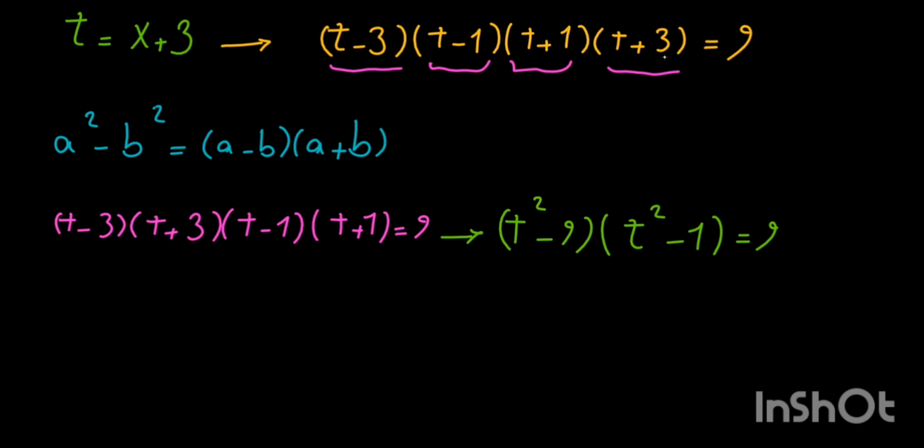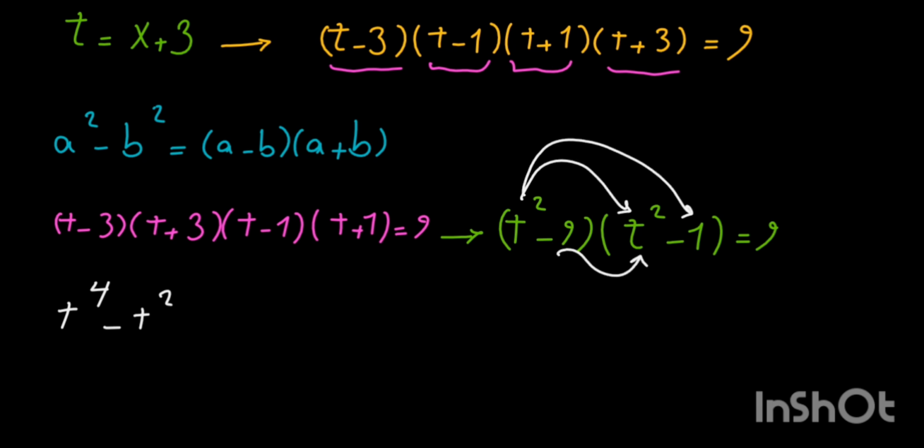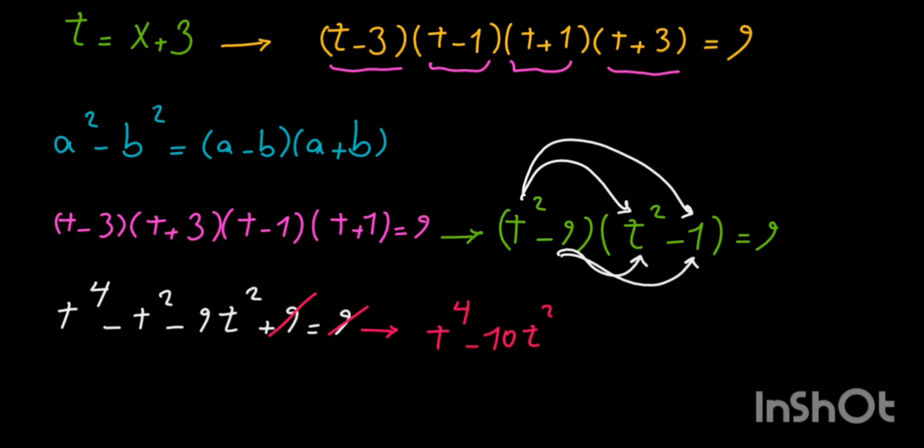So let's do it. We have t to the power of 4 minus t squared, and if, for example, you multiply this one and this one, then like this, as you know, and minus 9 t squared plus 9, that's equal 9. And if we look at this one, we can cancel positive 9 from both sides, and we have t to the power of 4 minus 10 t squared, that's equal 0.